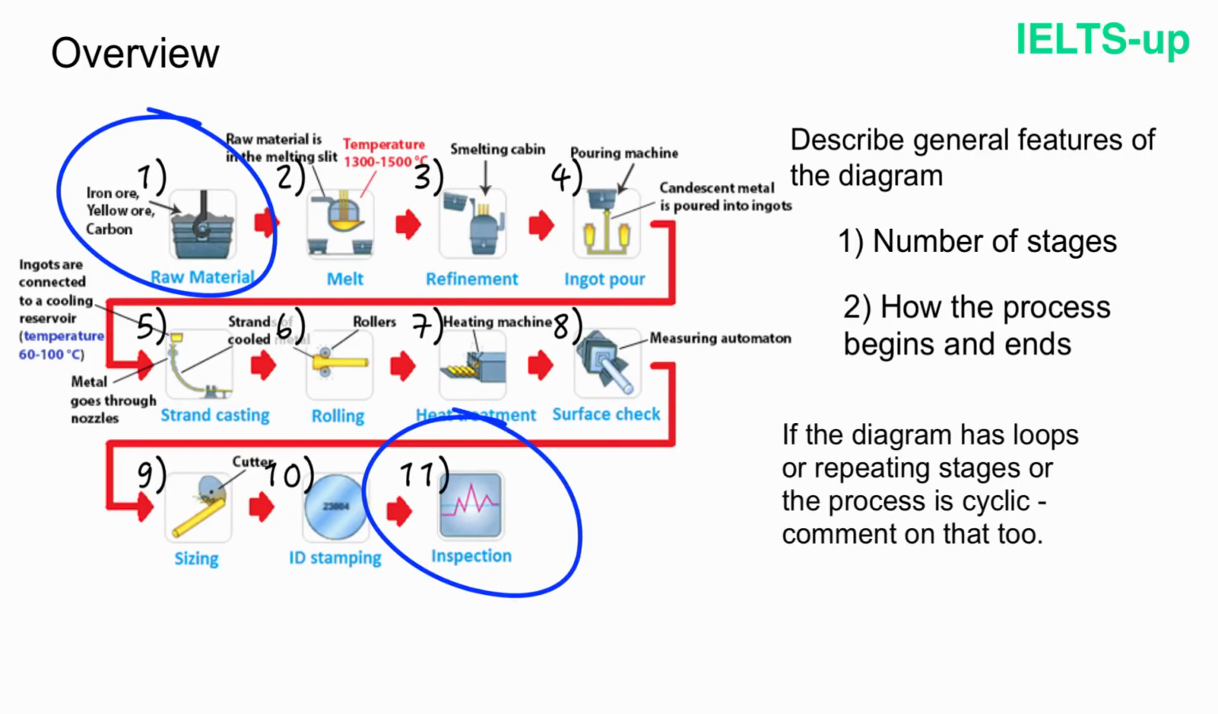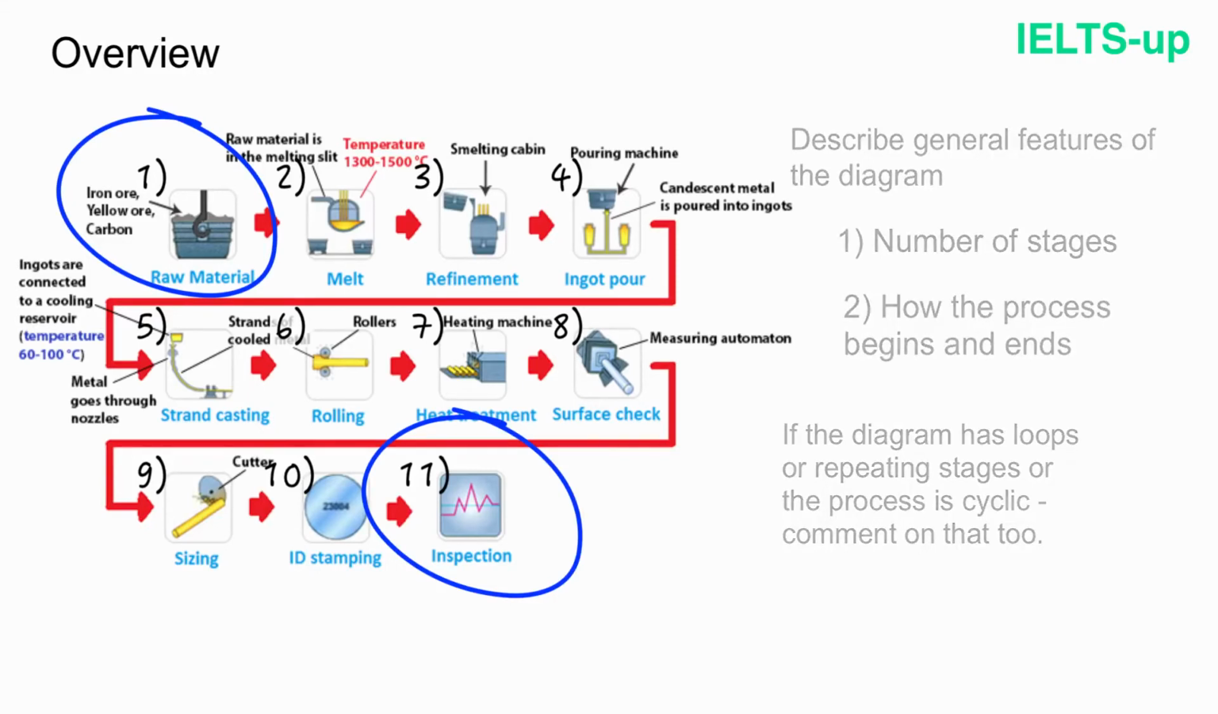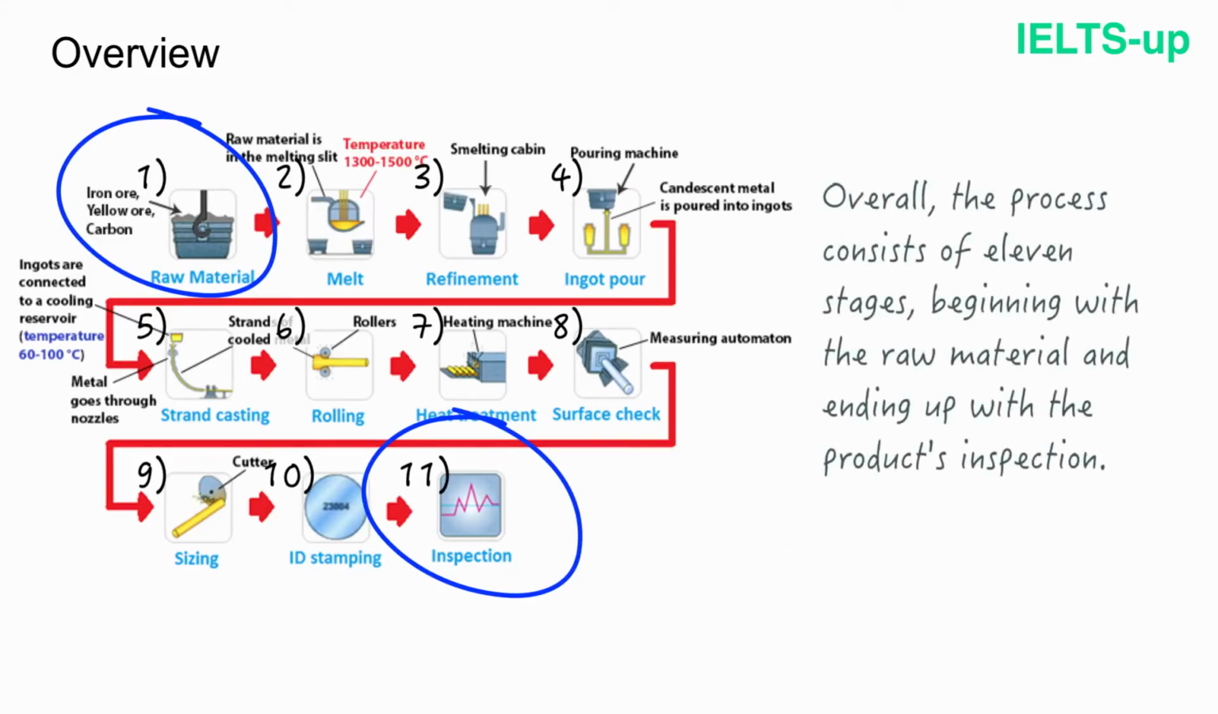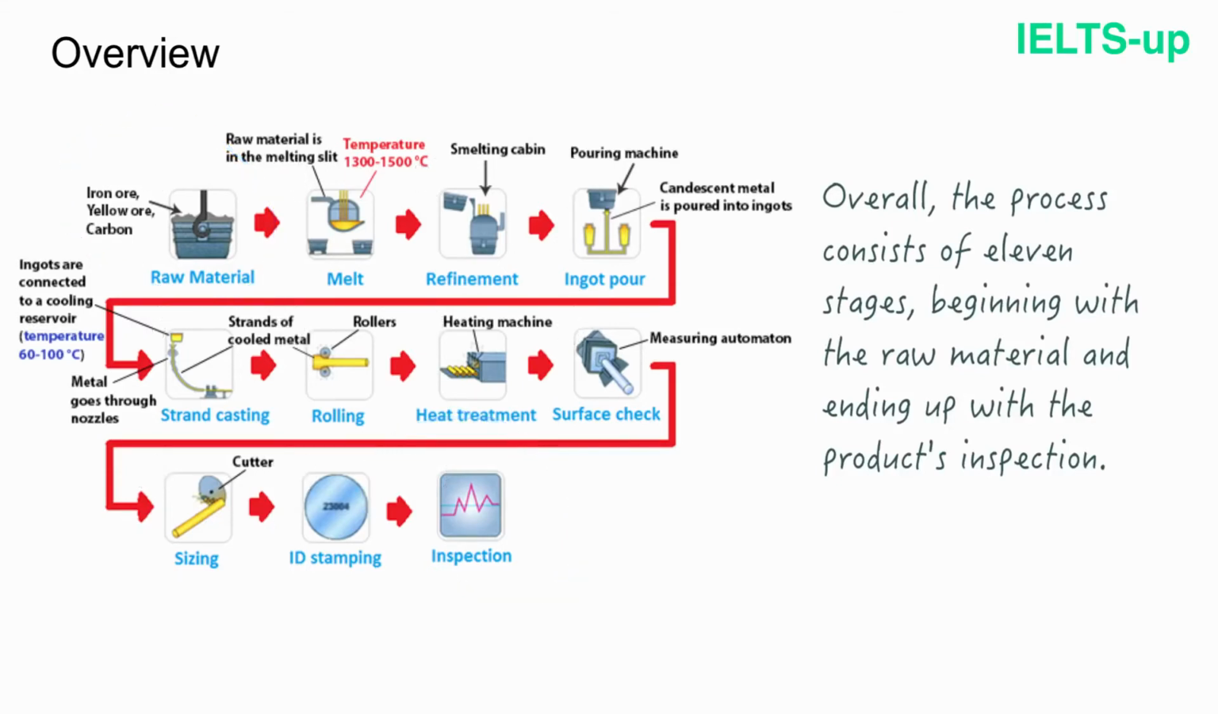If the diagram has loops or repeated stages, or the process is cyclic, you may also want to comment on that. In our case, the general overview looks like this. Overall, the process consists of 11 stages, beginning with the raw material and ending up with the product's inspection. As you see, the diagram's overview is quite short, only one sentence, and your overview should not be long too. One or two sentences is ideal.